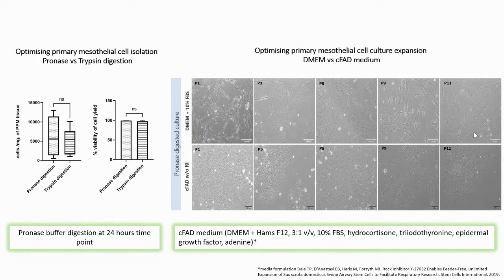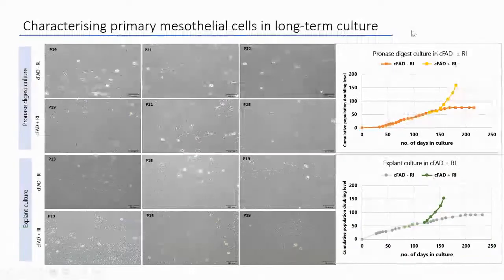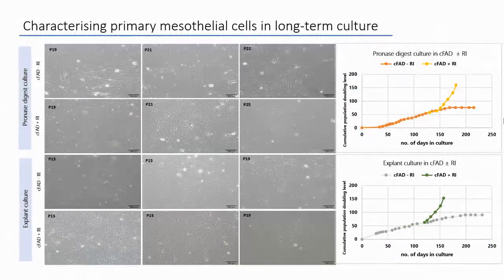We extended our studies to looking at long-term culture of these cells, wherein initially when they were cultured without ROCK inhibitor and assumed senescence or closer to senescence, we went back a few passages and revived them in CFAD. So we introduced them in CFAD media, but now containing ROCK inhibitor, to see if we can expand the lifespan of these cultures, as well as characterize their morphology, population doublings, and marker expression profiles in long-term culture.